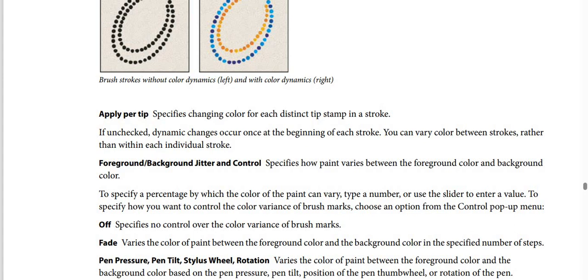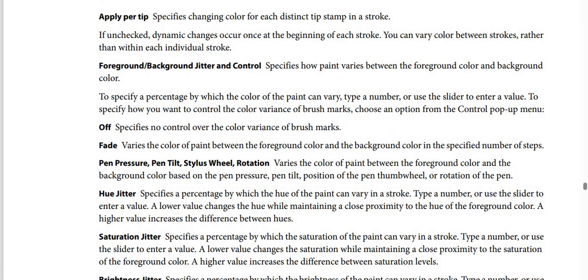And what about foreground and background jitter and control? It specifies how paint varies between the foreground color and background color, and a percentage by which the color of the paint can vary. Type a number or use the slider to enter a value, and to specify how you want to control the color variance of brush marks, choose an option from the control pop-up menu. And what about off? Off specifies no control over the color variance of brush marks, by the way.